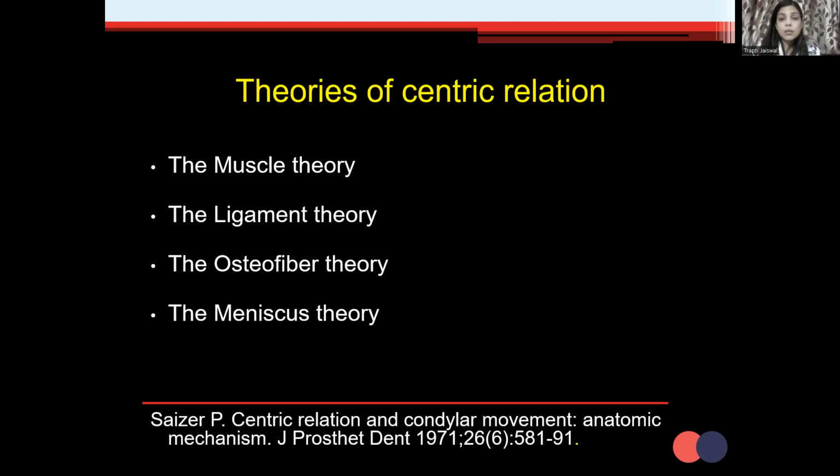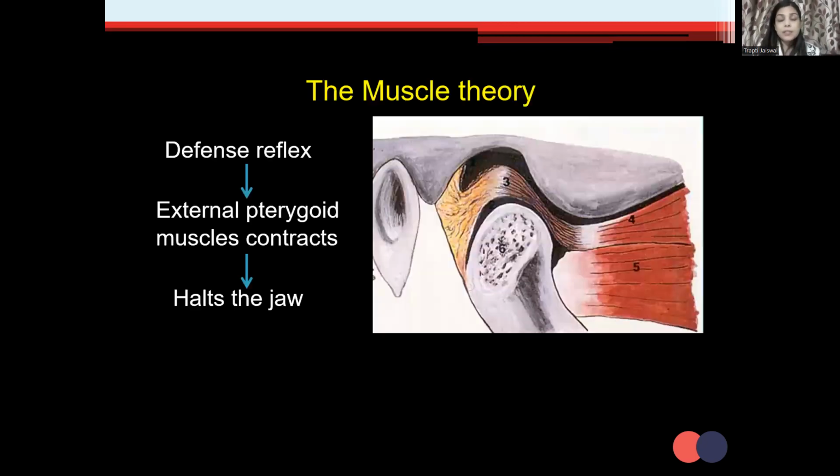What is not creating any movement of the condyle, and why is this fixed position there? What are the anatomical factors which are affecting this position? Muscle theory: we know that the temporomandibular joint is influenced by the lateral pterygoid muscle, which has a superior head and an inferior head. When the movement occurs, a defense reflex occurs in the external pterygoid muscle. When the rotary movement of the condyle occurs and the condyle is in the anterior superior position against the slopes of the articular eminence, these muscles contract and halt the jaw in this position.